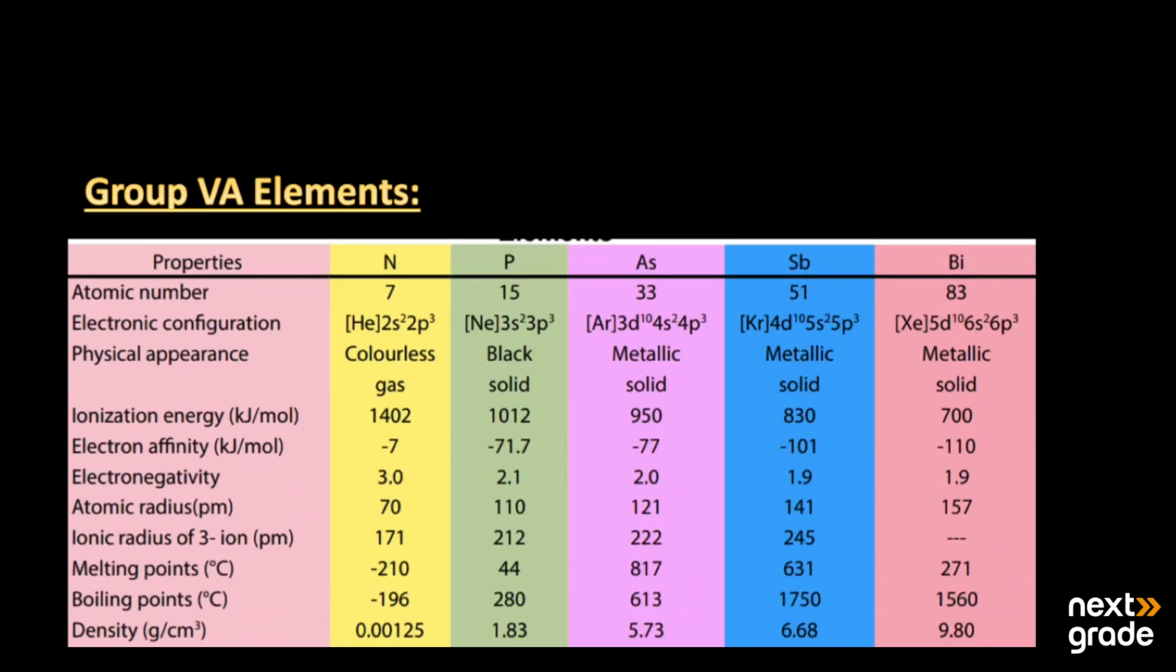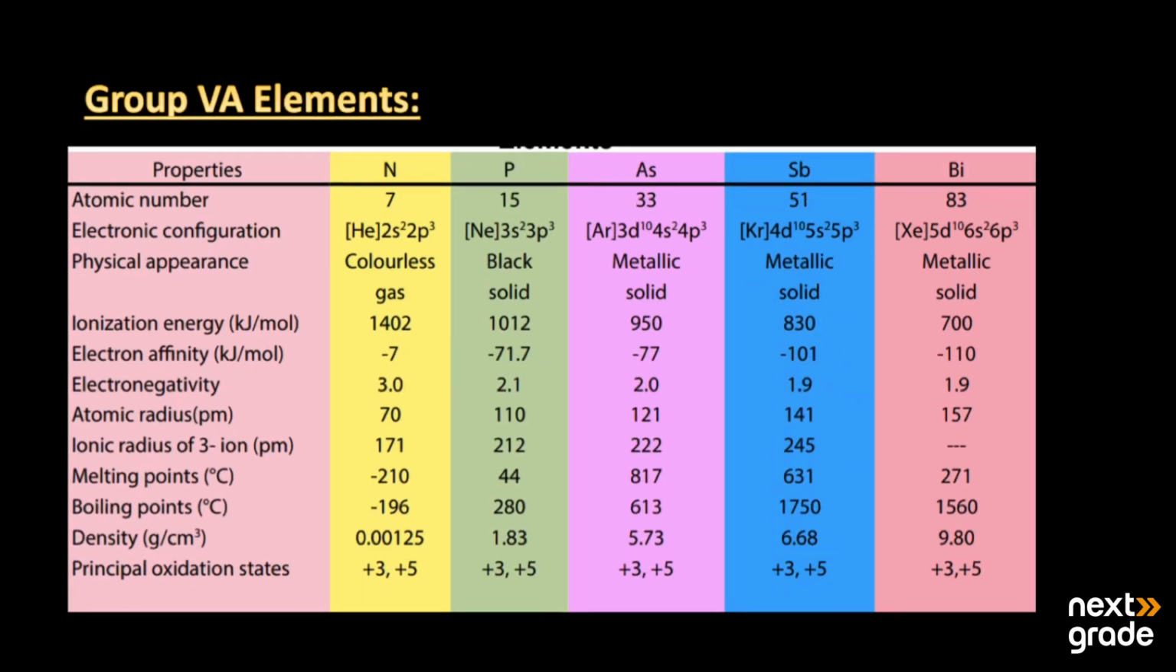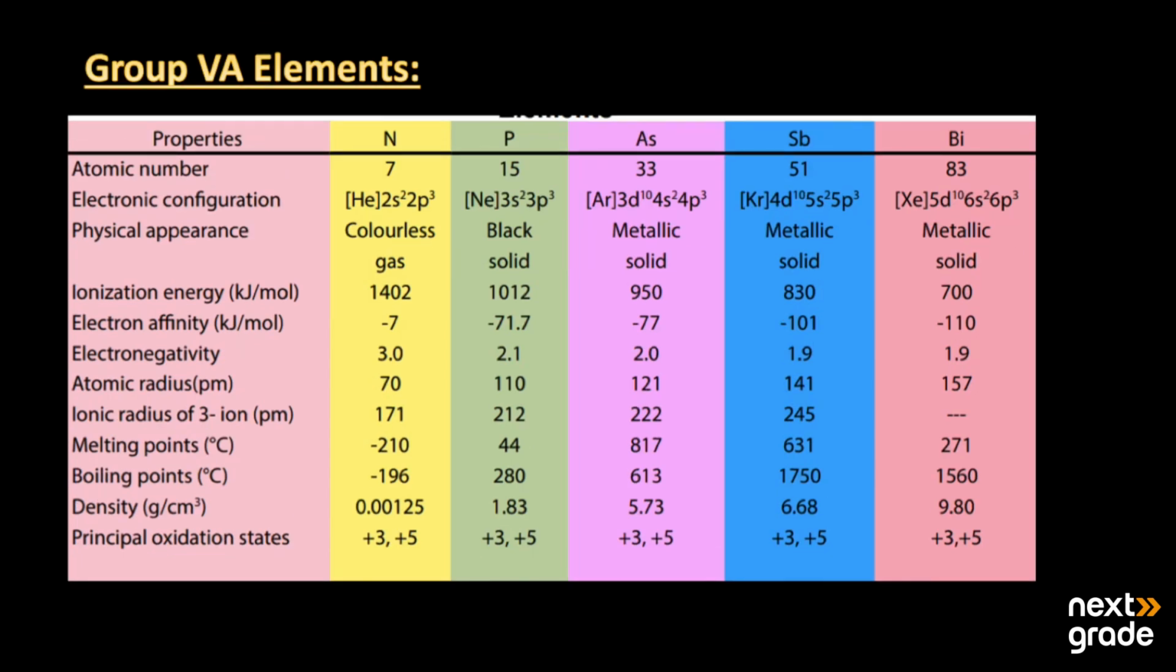Let's have a look. First, we have the group 5A elements. Basically, group 5A consists of a total of 5 elements, in which the first one is nitrogen, second is phosphorus, third is arsenic, the fourth one is antimony, and the last one is bismuth. Now, what is the atomic number of these elements? The first one is nitrogen. Its atomic number is 7.